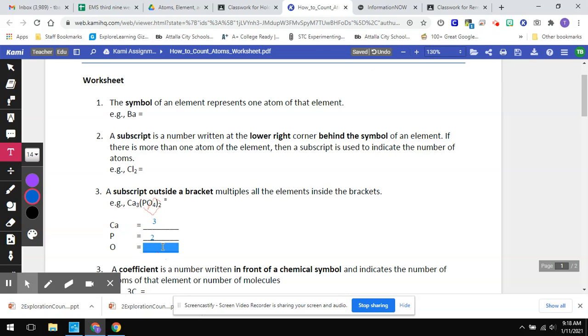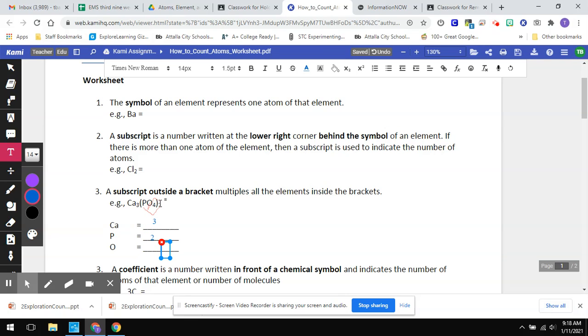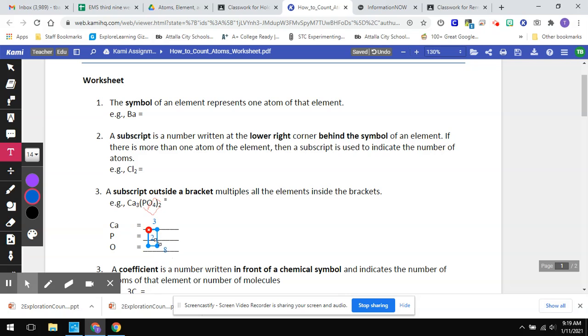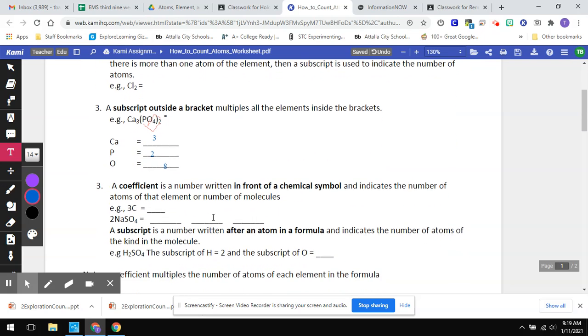And then for our oxygen, we would go exterior subscript 2 times interior subscript 4. So 2 times 4 is 8. So that would be how many atoms that molecule had. And if you wanted a total count, you could go 2 plus 8 is 10, plus 3 is 13. So there are 13 total atoms in that compound right there.